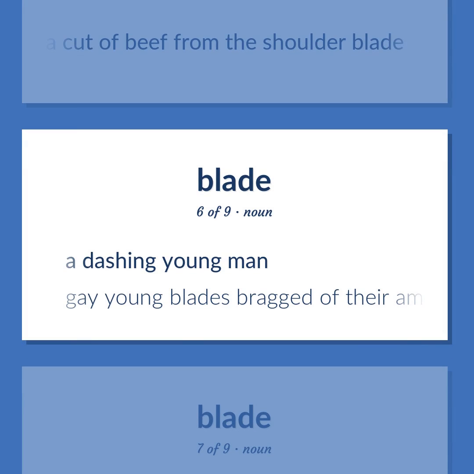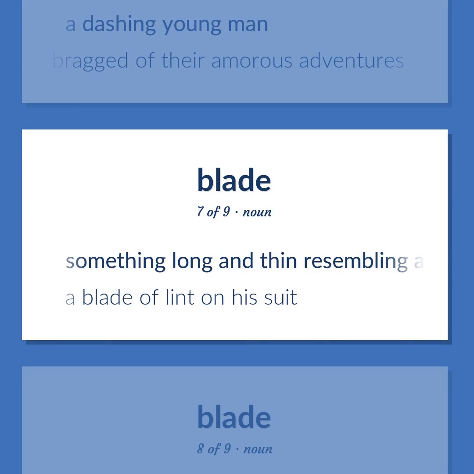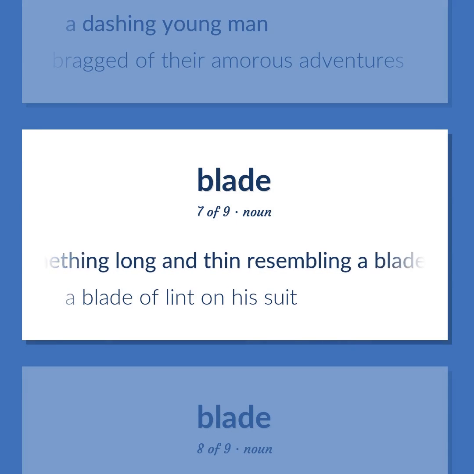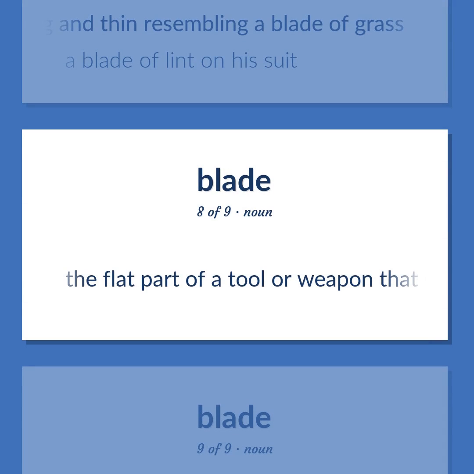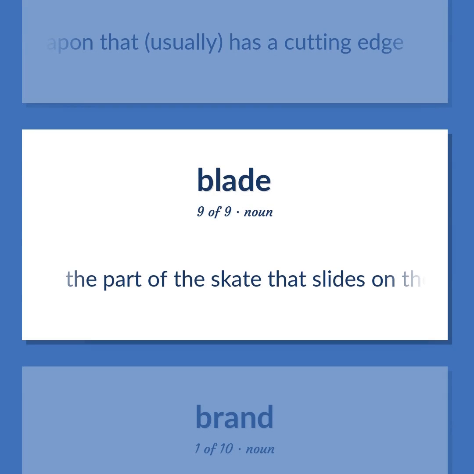A dashing young man. Gay young blades bragged of their amorous adventures. Something long and thin resembling a blade of grass. A blade of lint on his suit. The flat part of a tool or weapon that, usually, has a cutting edge. The part of the skate that slides on the ice.